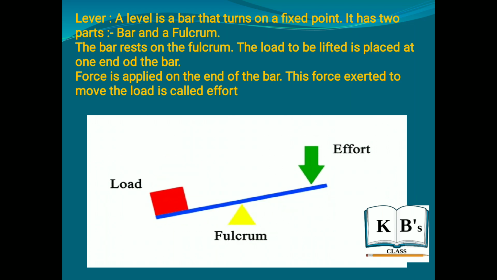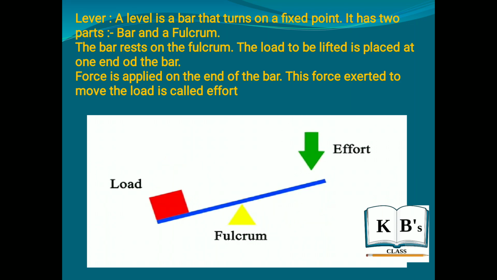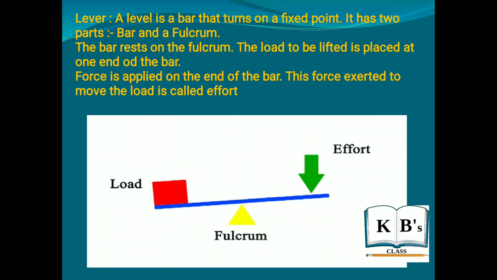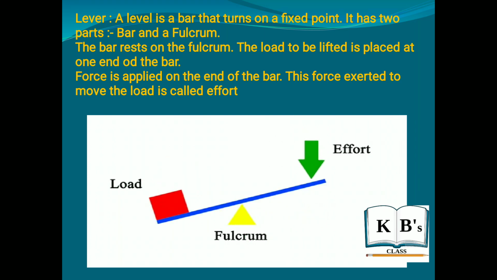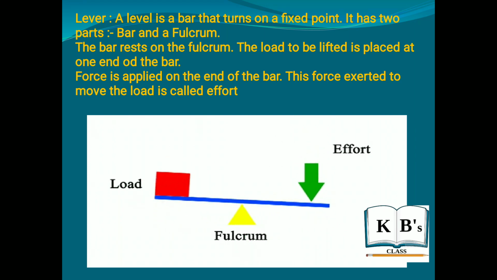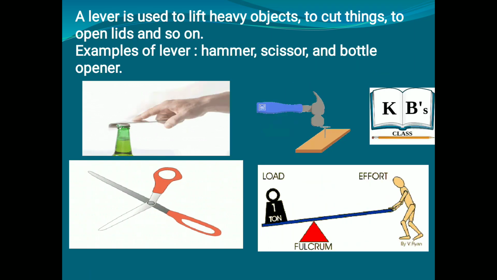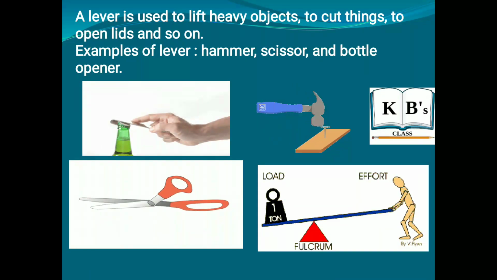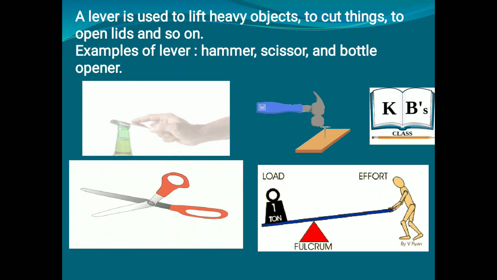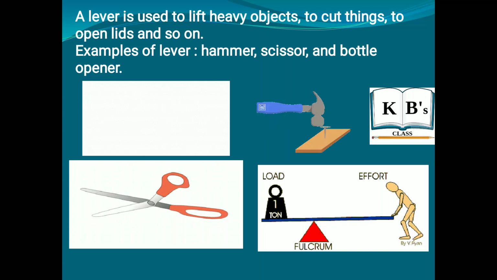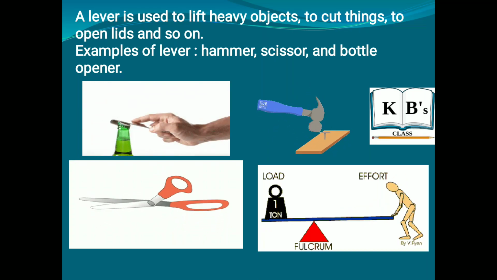So here you can see in the middle the rod rests on a fulcrum. The red box is the load that is to be lifted, and the force that is applied on the opposite side is the effort. A lever is used to lift heavy objects, to cut things, to open lids, and so on. Examples of lever are hammer, scissor, bottle opener.